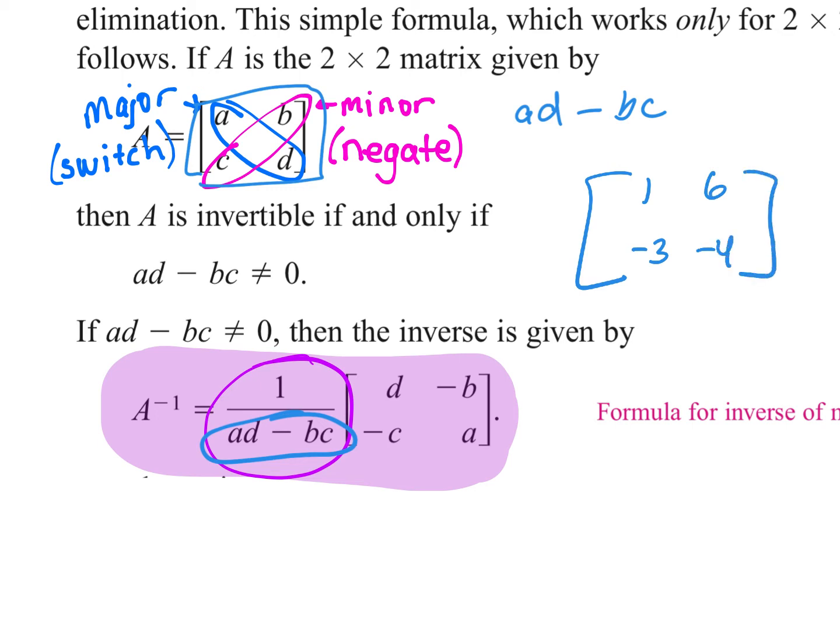What two numbers make up the major axis? 1 and -4. So when I set this up to find my inverse, what would I do with the places of 1 and -4? I'd switch them. I'd put -4 here and I'd put 1 here. This is my minor axis. What do I do with the signs of the minor axis? You negate them. You switch them. So -3 becomes positive. Positive 6 becomes negative. And then you just do the math behind it.